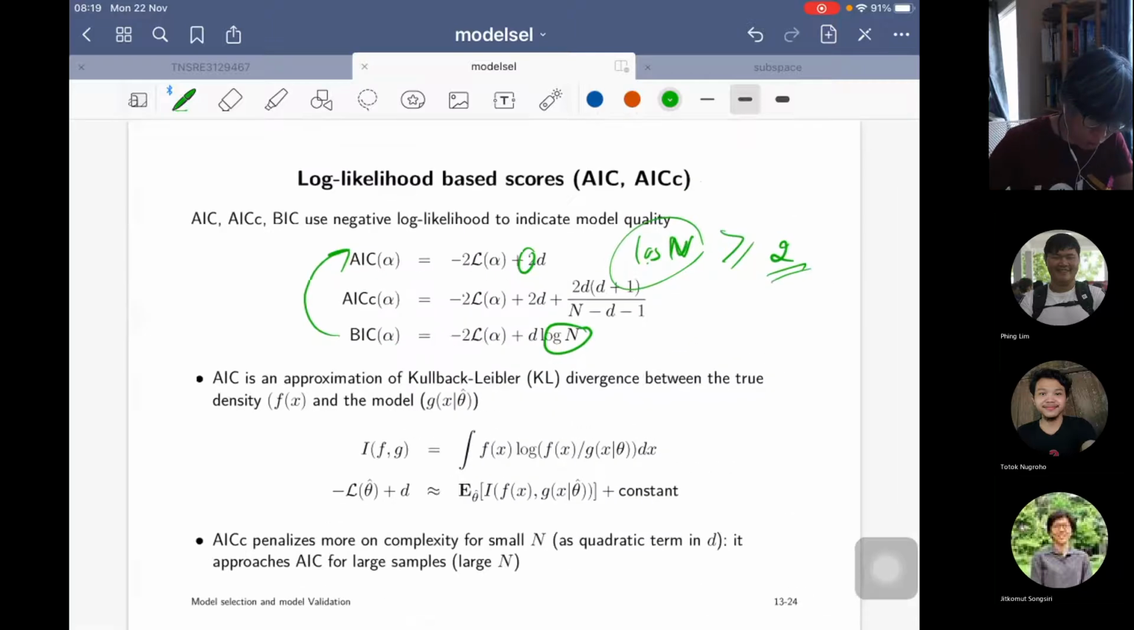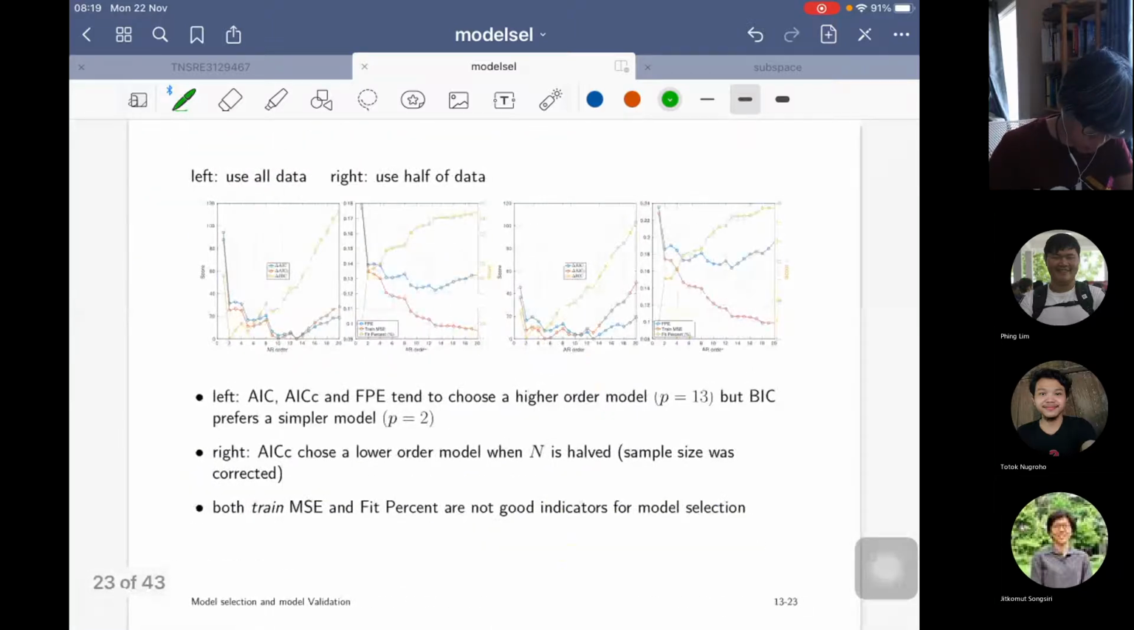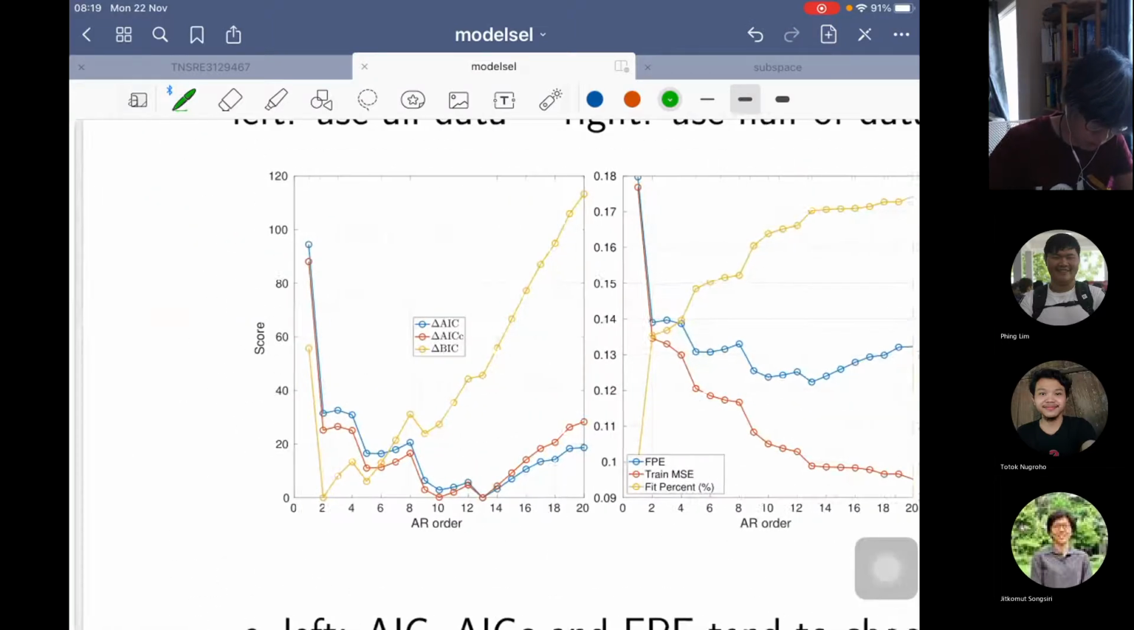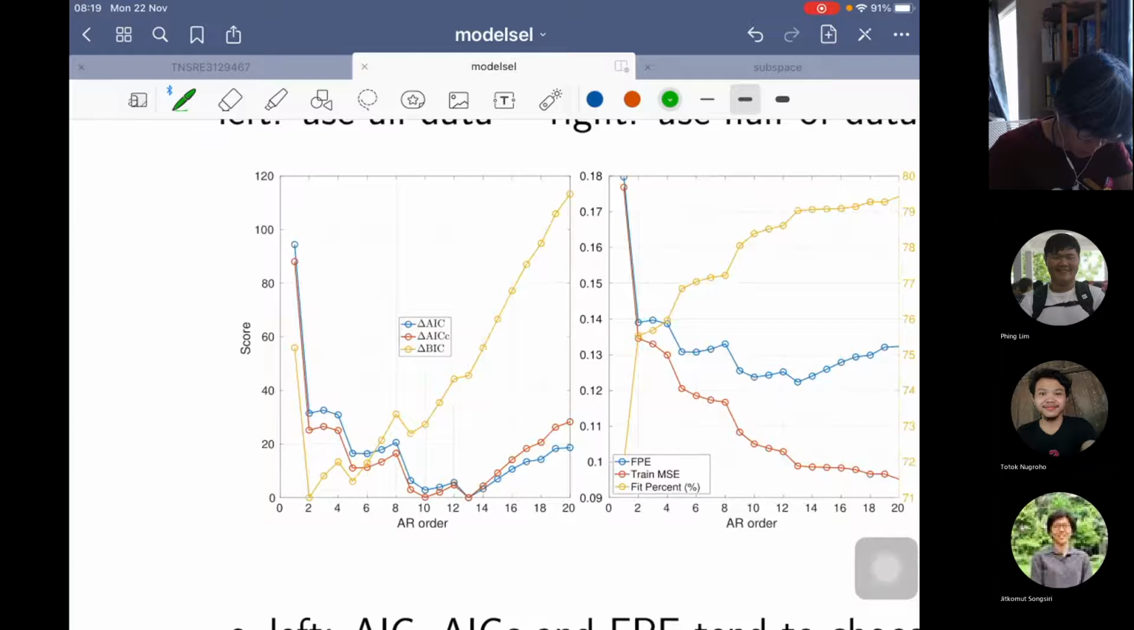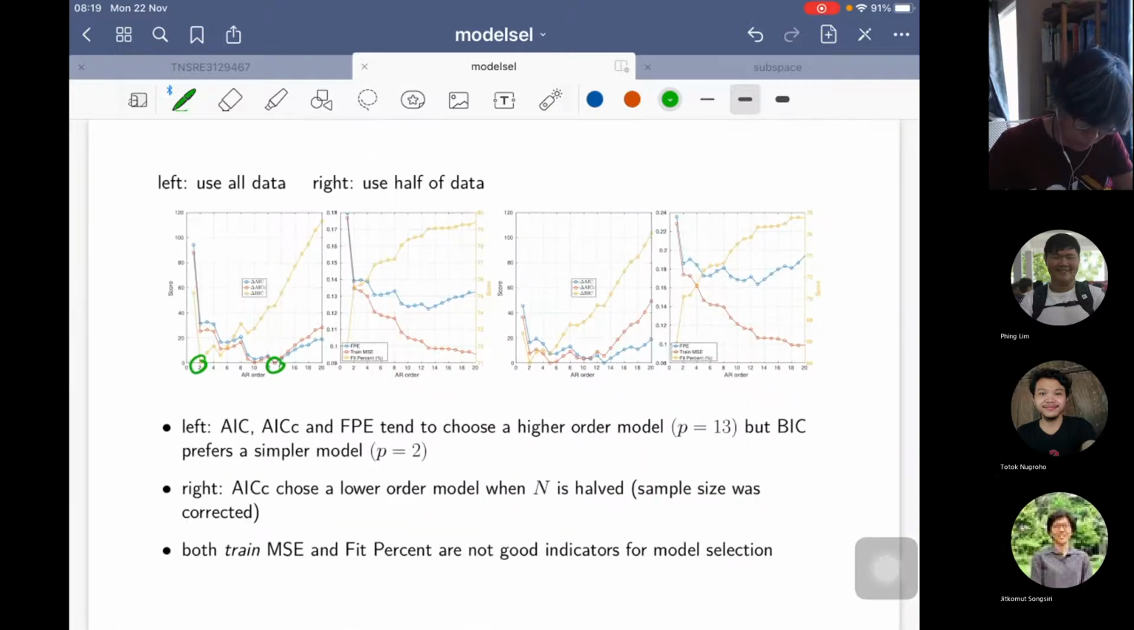We also see this from the experimental result previously, when we looked at the graph. For example, BIC here picks the model order 2. AIC, which is the red line, typically picks a more complex model.